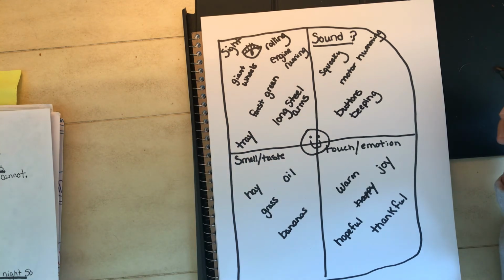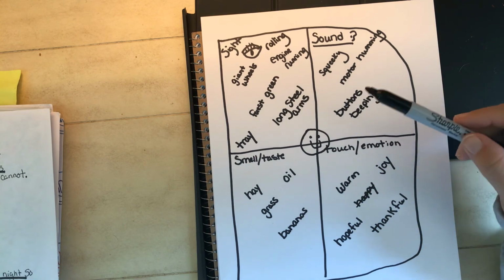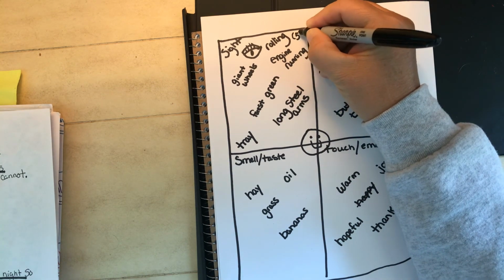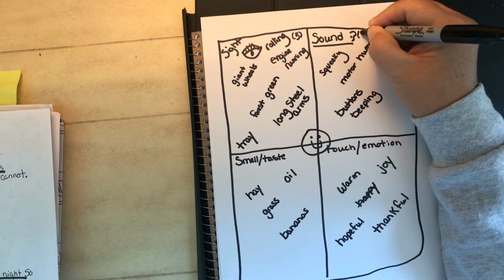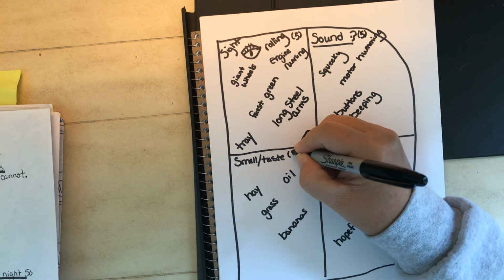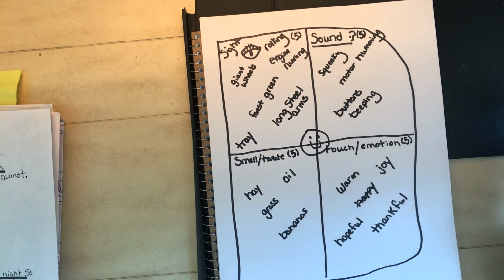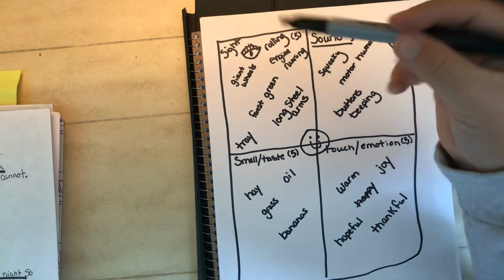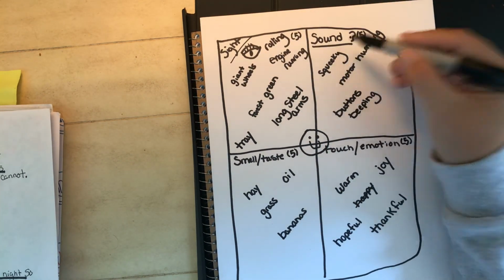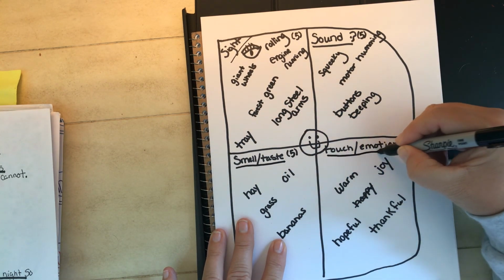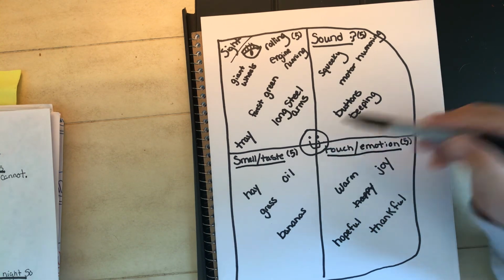Okay, so what I'm going to have you do is in your response, you are going to notice that you have a D tree as well. And on your D tree, I want you to come up with 5 descriptive words in each of these areas. That's all you have to do today. So you're going to create your D tree, and you're going to come up with 5 descriptive words. So 5 in sight, 5 in sound, 5 in smell and taste, 5 in touch and emotion. Okay, and remember that they're all going to be happy.